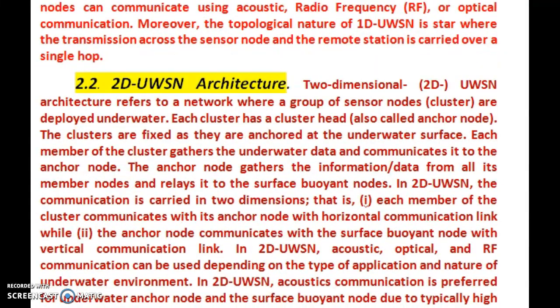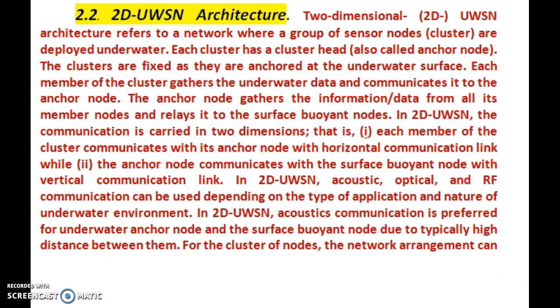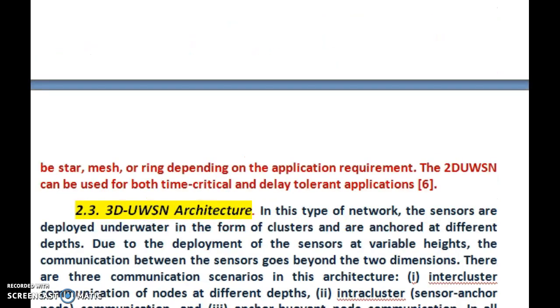In 2D UWSN, the communication is carried in two dimensions, that is, each member of the cluster communicates with its anchor node with a horizontal communication link, while the anchor node communicates with the surface buoyant node with a vertical communication link. In 2D UWSN, acoustic, optical and RF communication can be used depending on the type of application and the nature of the underwater environment. Acoustic communication is preferred between the underwater anchor node and the surface buoyant node due to the high distance between them. For the cluster of nodes, the network arrangement can be star, mesh or ring depending on the application requirements. The 2D UWSN can be used for both time critical and delay tolerant applications.